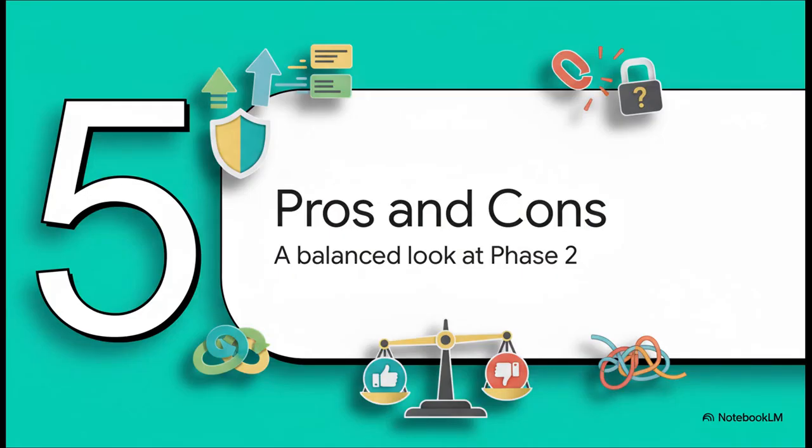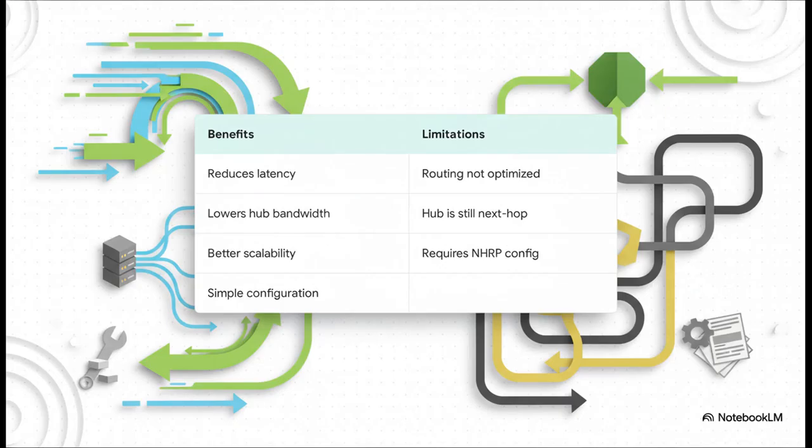All right, so let's bring it all home by weighing the good against the not so good. It's really important to take a balanced look at what Phase 2 offers and where its limitations lie. I mean, on the benefits side, the wins are huge. You're slashing latency, you're taking a massive bandwidth load off your central hub, and it just scales so much better than Phase 1. Plus, it's actually pretty simple to configure. But on the limitation side, you have to remember, the routing isn't truly optimized. The hub is still the next hop according to the routing table, even if the data isn't going there anymore.